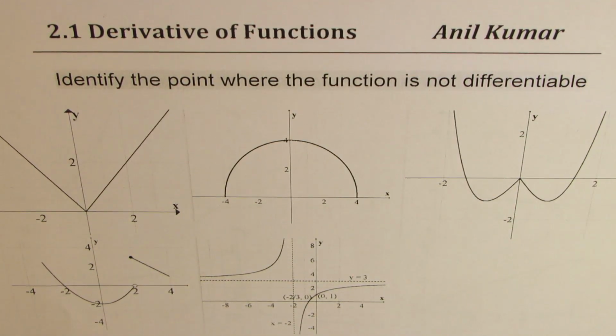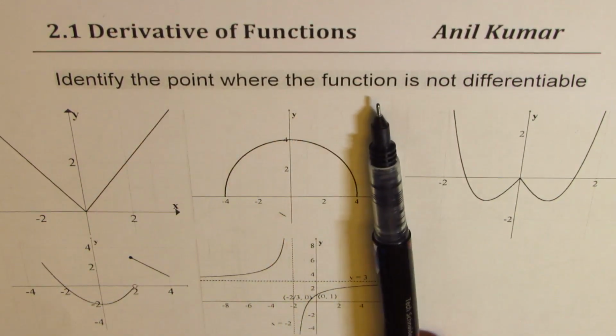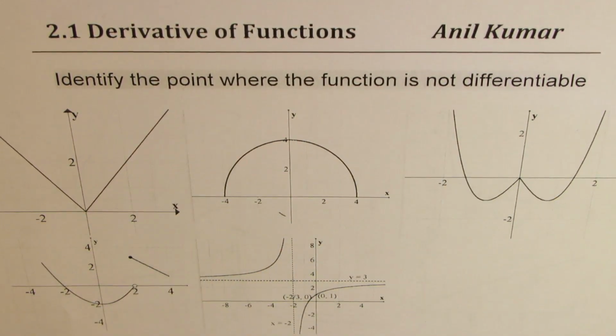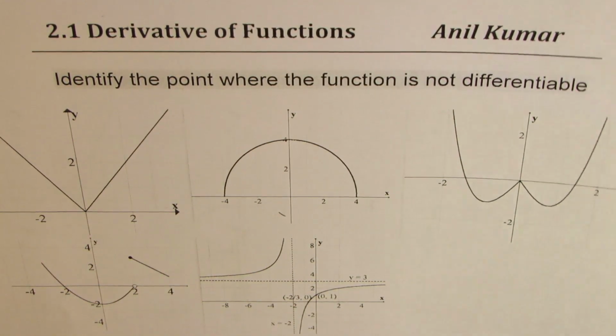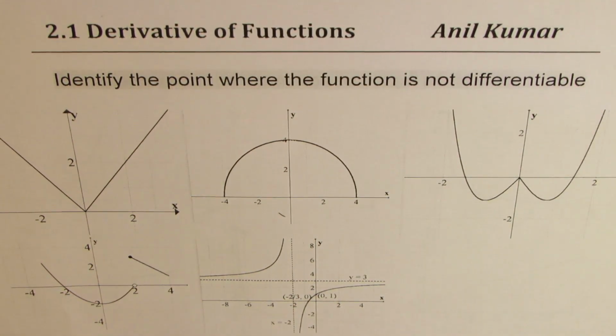In 2.1, we'll just see differentiability, and we'll also see how to find derivatives using tangent lines and first principle. So we are going to discuss questions like this. For example, identify the points where the functions are not differentiable, and we'll have a couple of graphs, right? So you have to identify points where the functions are not differentiable. At any stage, you should actually pause the video, copy the questions, try them out, and then move forward.